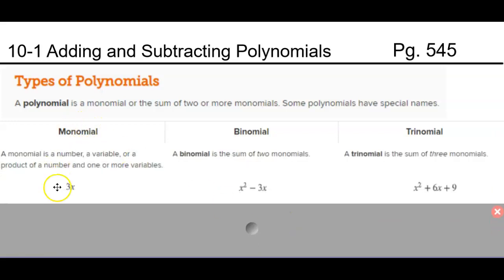So monomial would just mean that it is one number, a variable, or a multiplication of the two. So in this case, it would be 3 times x. That would be a monomial. What we would say that only has one term would be a monomial.